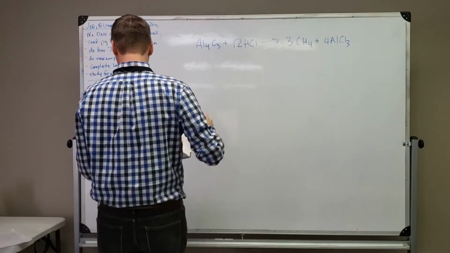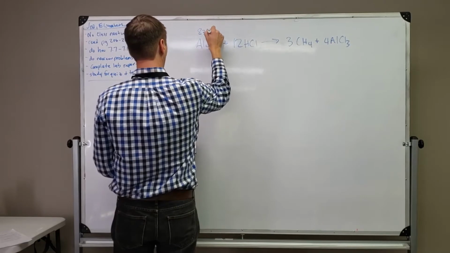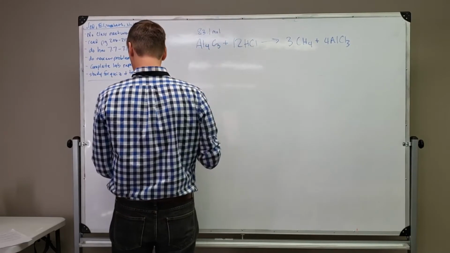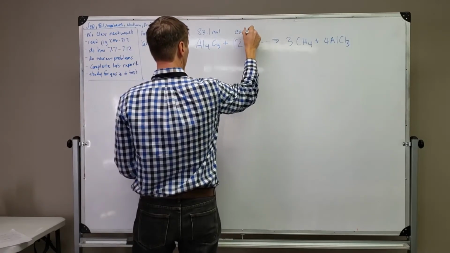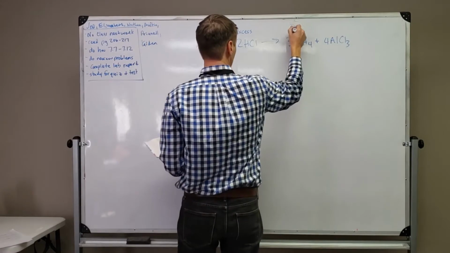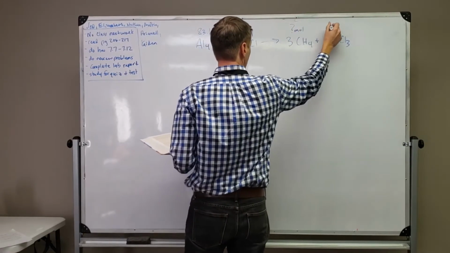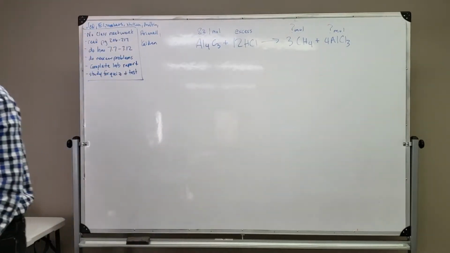And so what they tell us is that we have 83.1 moles of aluminum carbide with excess hydrochloric acid. And so they want to know how many moles of this and how many moles of this will be produced. Okay?